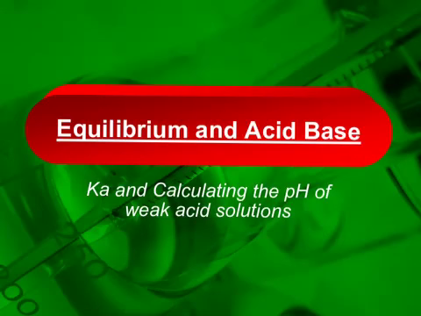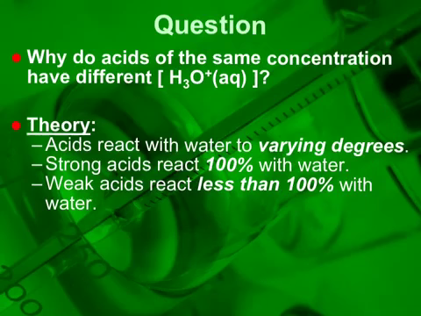In this video, we will use our knowledge of the equilibrium expression to determine the pH of weak acid solutions. First of all, we have to remember that weak acids ionize to varying extents. Strong acids, remember, react or ionize 100%, whereas weak acids react less than 100%.